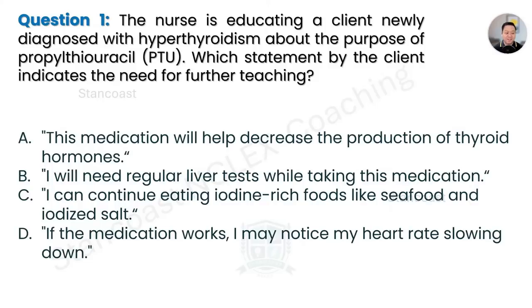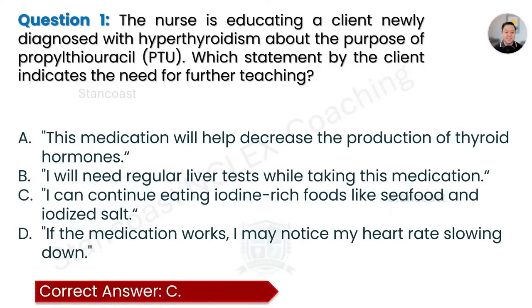The correct answer in this question is letter C. This statement reflects misunderstanding of the dietary restrictions that must accompany hyperthyroidism management. Take note that consuming iodine-rich foods can stimulate the thyroid gland and counteract the effects of PTU, which aims to suppress thyroid hormone production. Also, food items such as seafood, seaweed, and iodized salt are high in iodine and should be avoided or consumed with caution in individuals with hyperthyroidism.